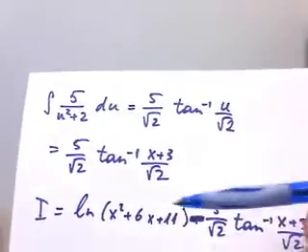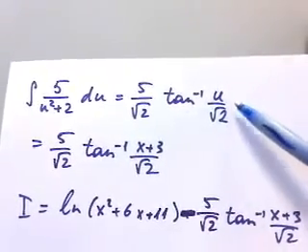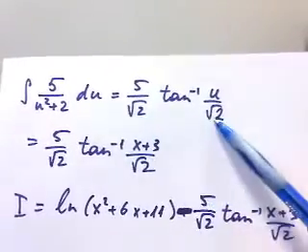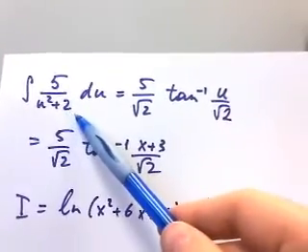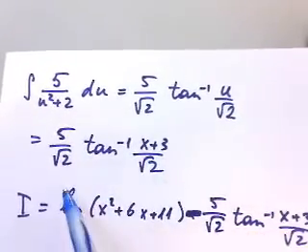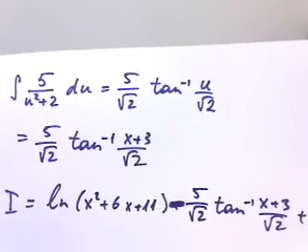The second integral is 5 over square root of 2 times arctangent of u over square root of 2, and pay attention to the fact that this is square root of 2, so the square root of this number rather than this number itself, and back substitute u equal to x plus 3. It becomes 5 over square root of 2 arctangent of x plus 3 over square root of 2.